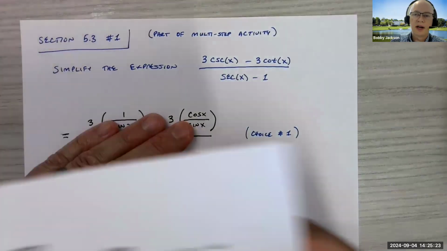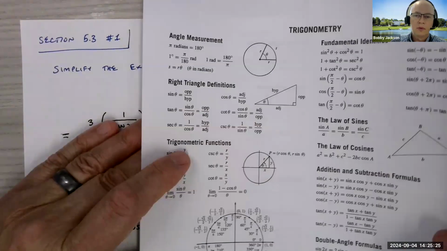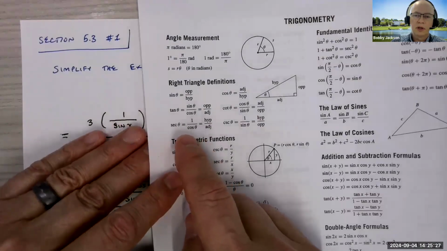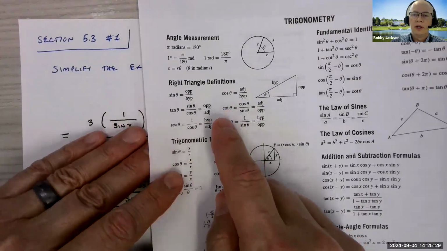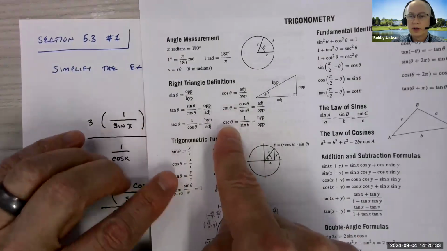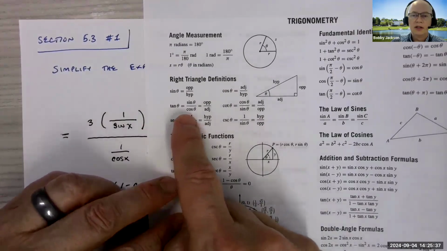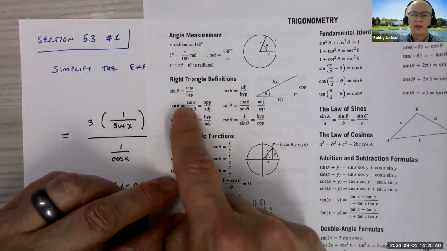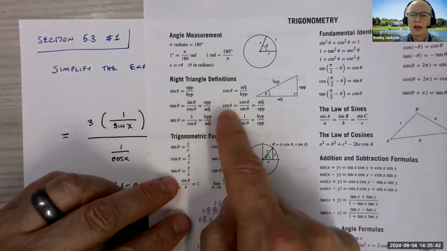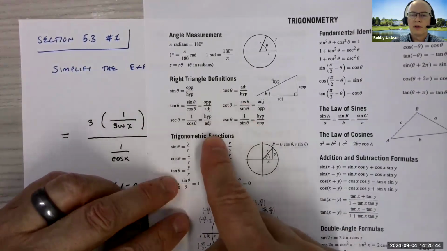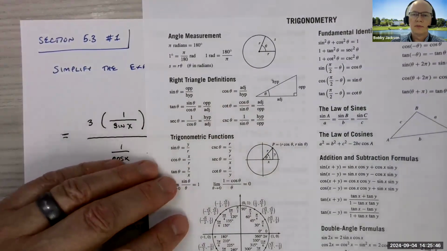I'm going to first start with just rewriting this in terms of sine and cosine, right? So recall from trigonometry that the cosecant of x, or cosecant of theta here, is 1 over sine theta. It's the reciprocal of sine. Secant is 1 over cosine. Tangent is sine over cosine. Cotangent is cosine over sine. So I'm going to convert everything to sines and cosines, right?